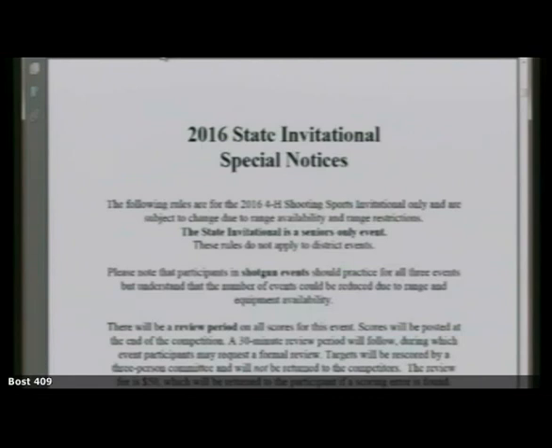The first thing we're going to look at is the review period. The review period states that there will be a review period on all scores for this event. Scores will be posted at the end of the competition. A 30-minute review period will follow, during which participants may request a formal review for each event. An event is something we will talk about later, but each of the disciplines has an event associated with it. So that is what we're referring to when we say event.